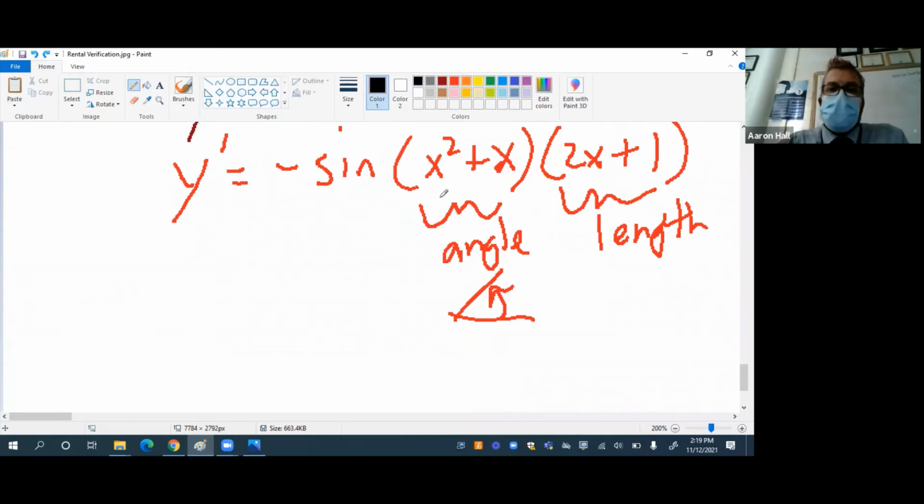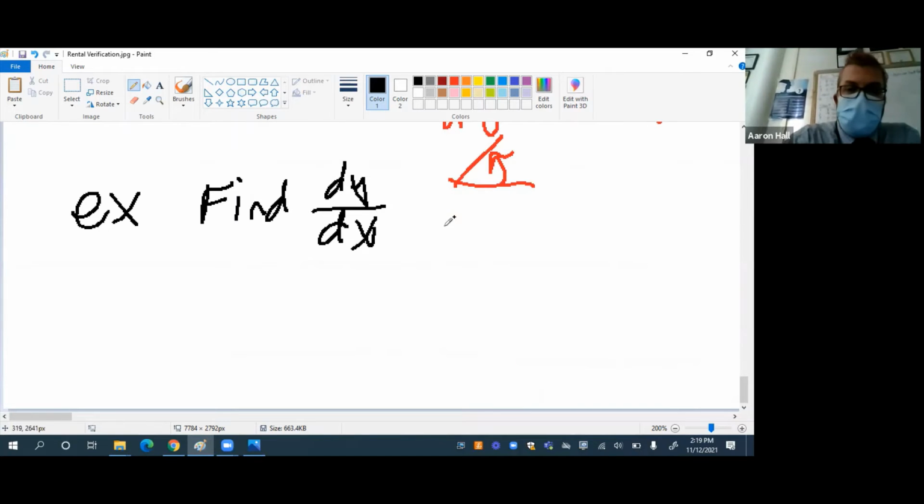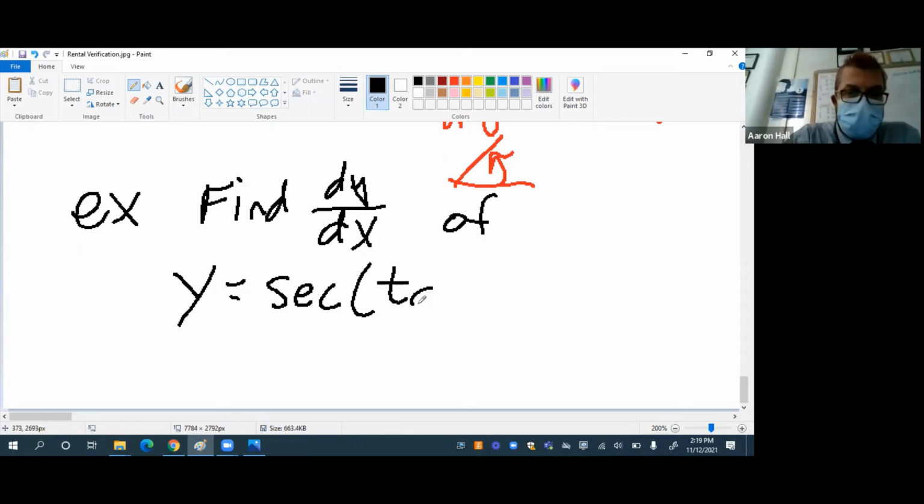Let's do another one. Example. Find dy/dx of y equals secant of tangent of x.